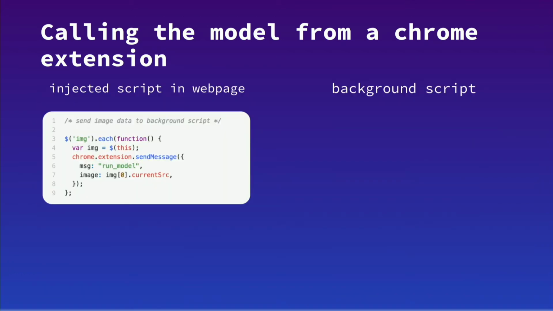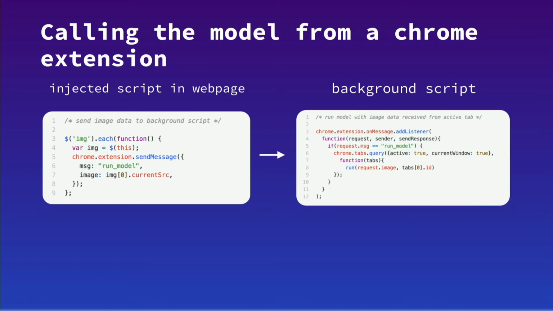So here are a couple of code snippets that show how this works. This is the content script. The left-hand side is the content script, and the far side is the background script. The content script takes the image from the web page and sends a message to the background script. The background script has a listener for that message.